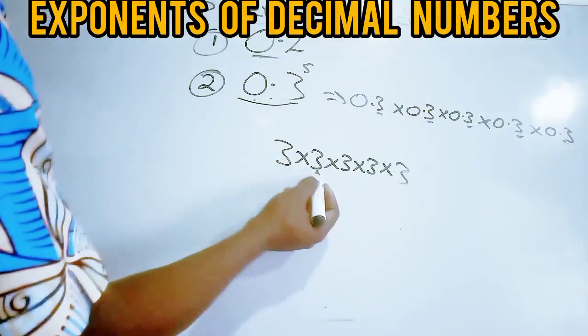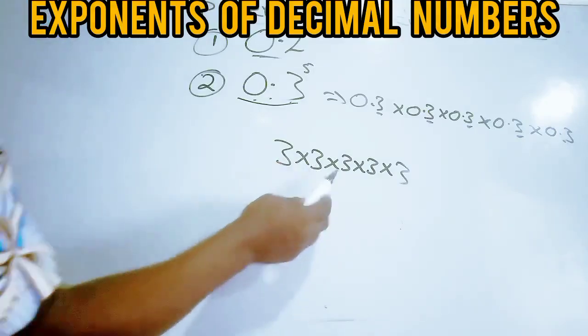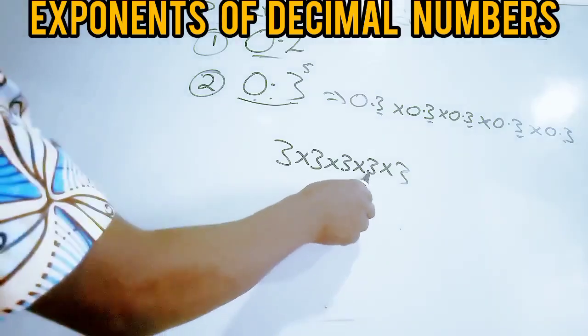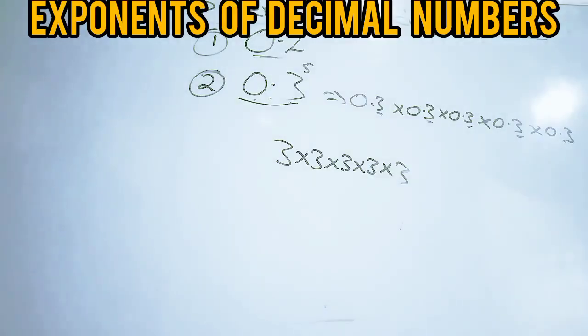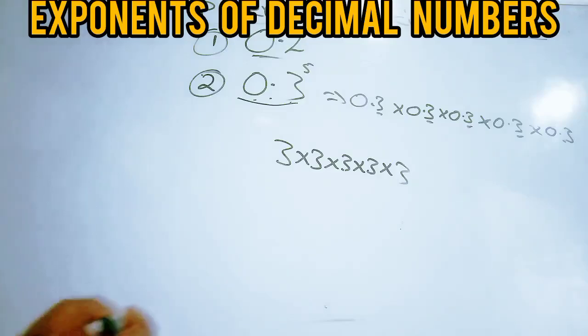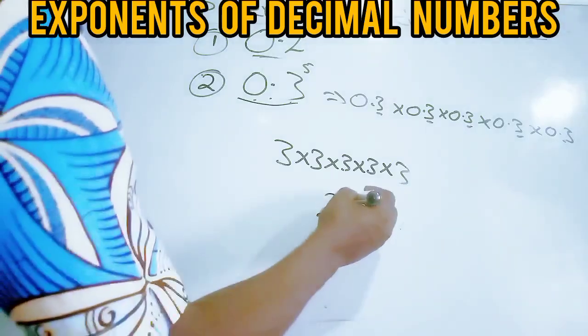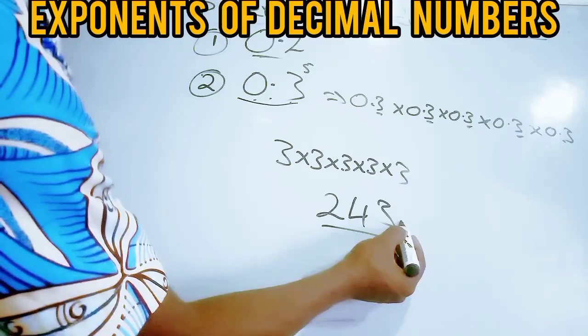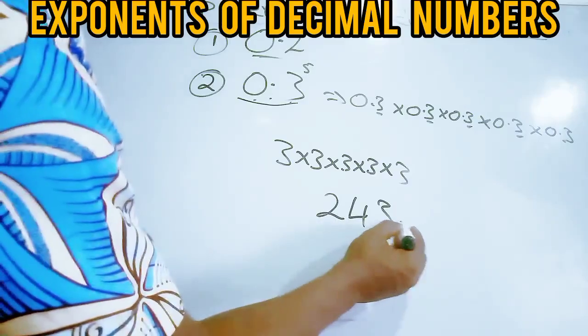3 times 3 will give us 9. 9 times 3 will give us 27. 27 times 3 will give us what? 81. Then 81 times 3 will be giving us 243. This is what you have. You know your decimal point is here, at the end there.